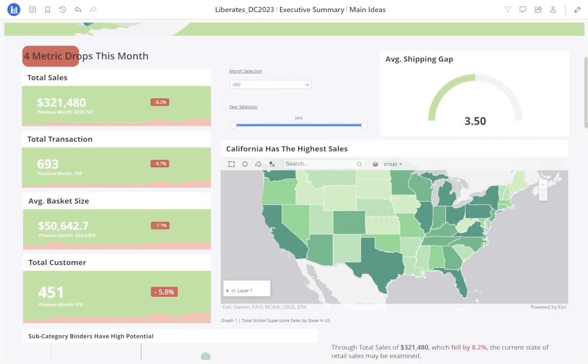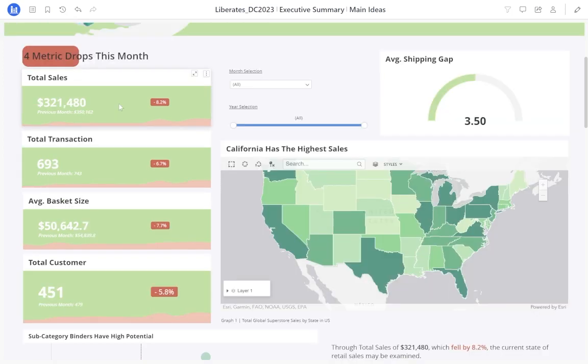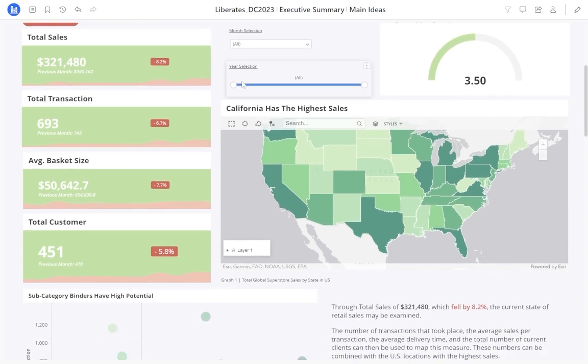From graph 1, it can be seen that the state of California ranked first in terms of total sales. When accumulated, the total sales is 321,480 USD. Based on the KPI metric, this value decreased by 8.2% compared to the previous month. Not only the total sales metric, but total transactions, average basket size, and total customers also experienced the same trend.